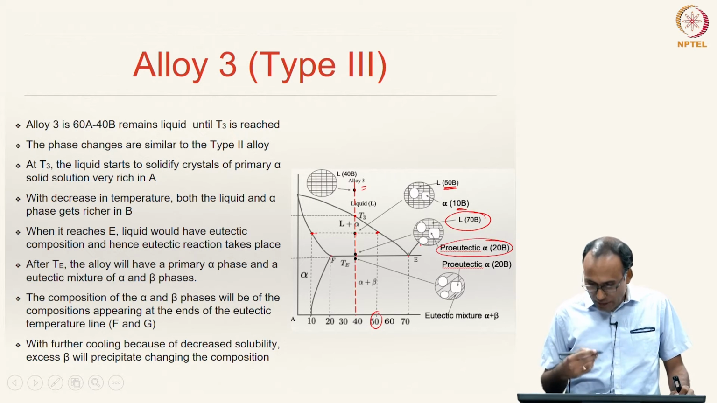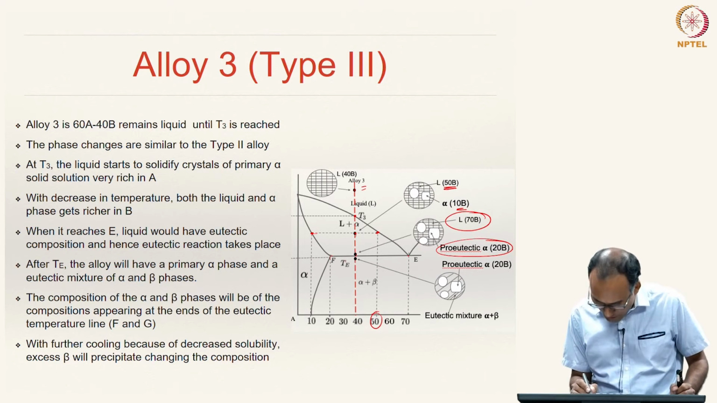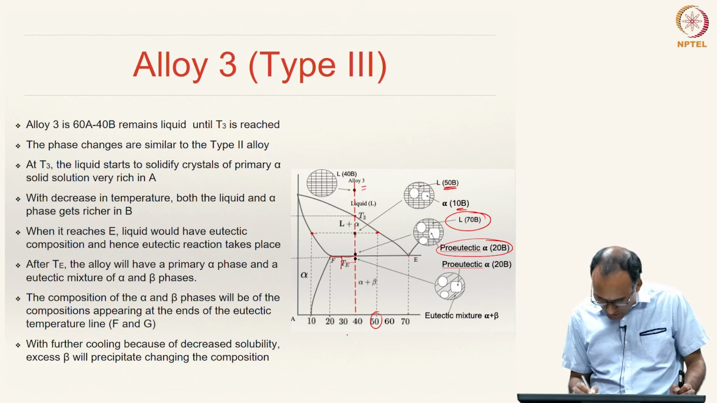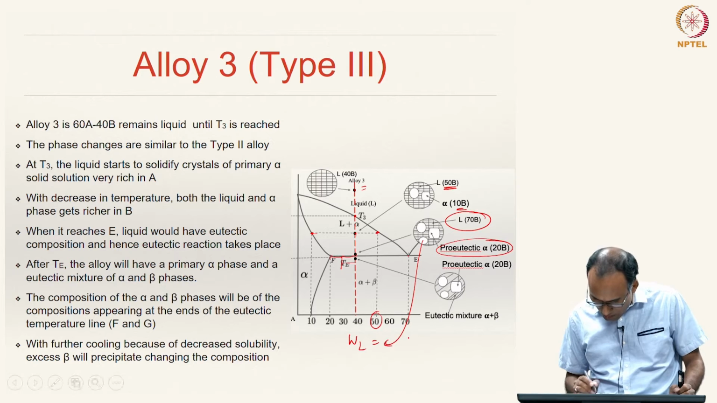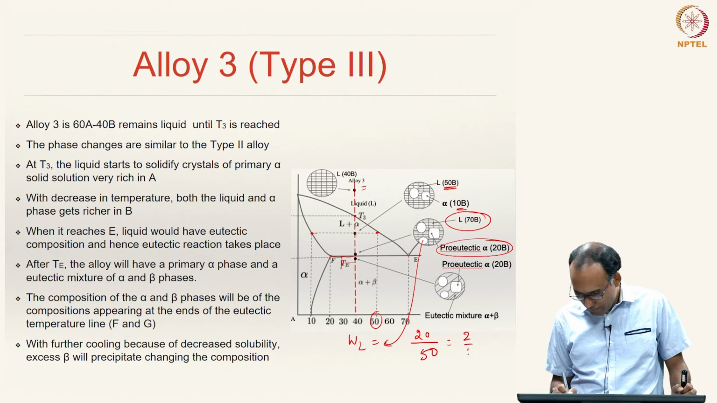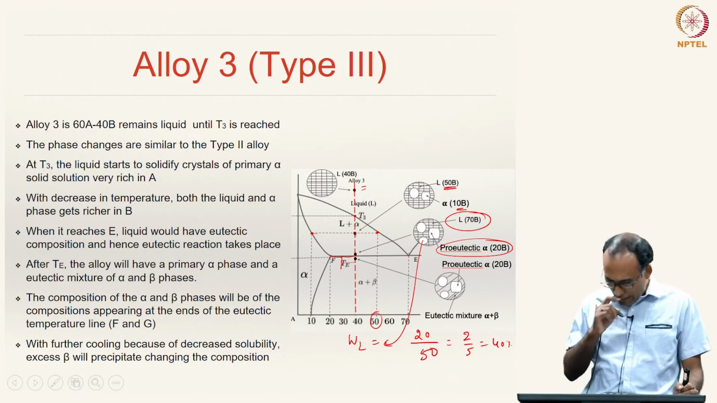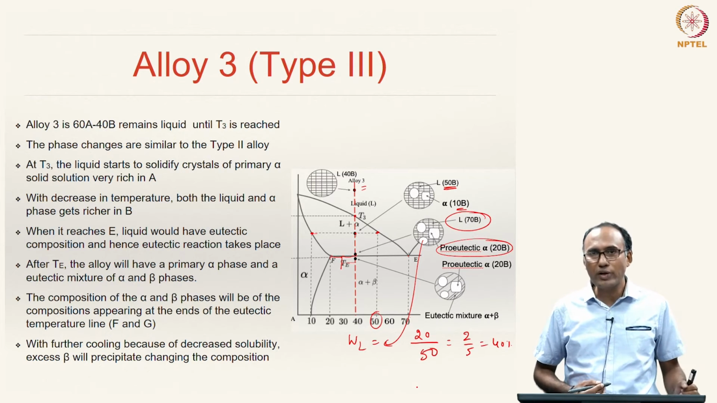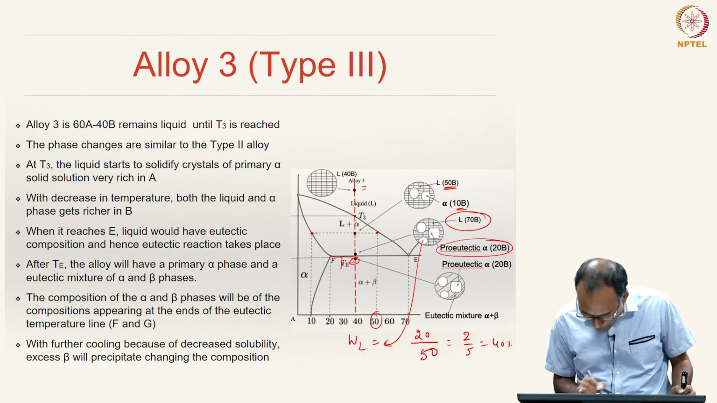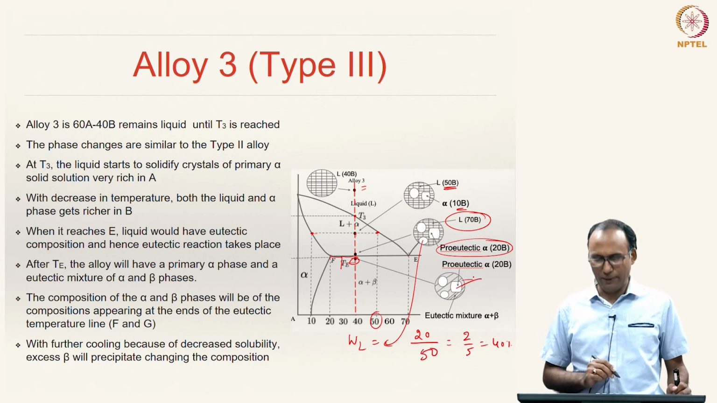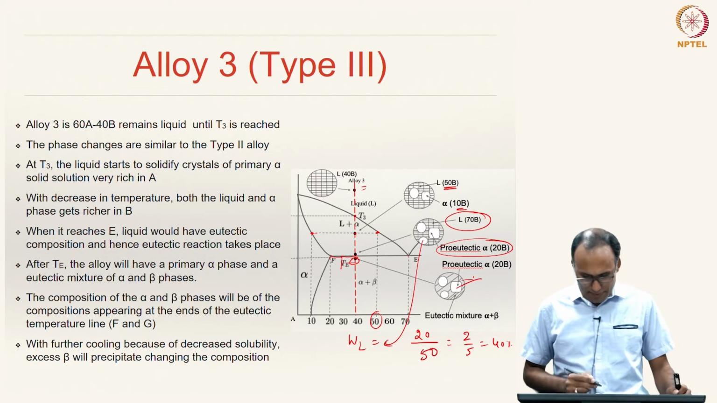Whatever the remaining liquid is, what is the weight fraction of this liquid? The weight fraction of the liquid will be this distance divided by the total distance. The weight fraction of liquid at this position is 20 divided by 50, because 70 minus 20 is 50, that is equal to 2 by 5, that is equal to 40%, right. So, the 40% liquid would transform to a eutectic mixture of alpha and beta. So, somewhere here if you look at the microstructure, you have proeutectic alpha which is 20 B and a eutectic mixture of alpha and beta. Okay.